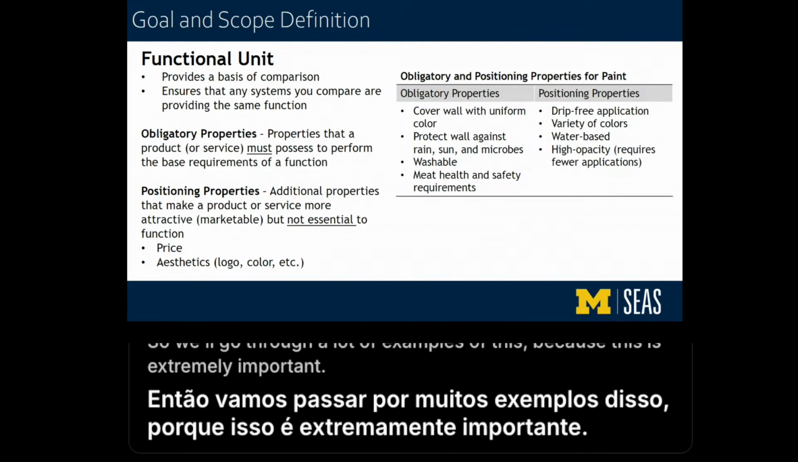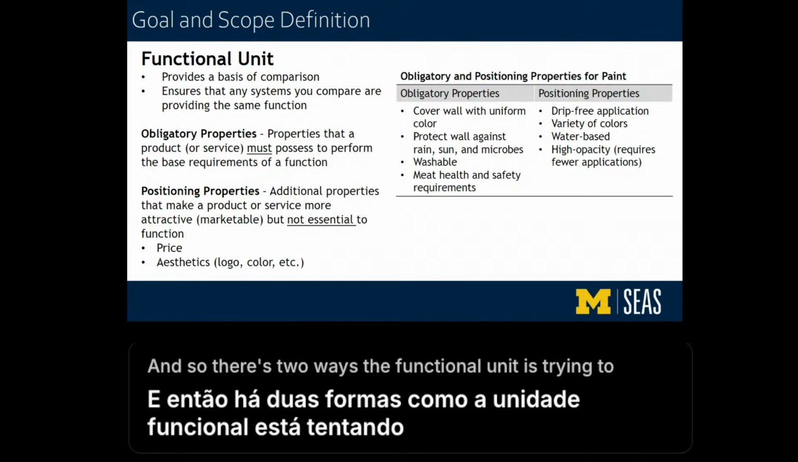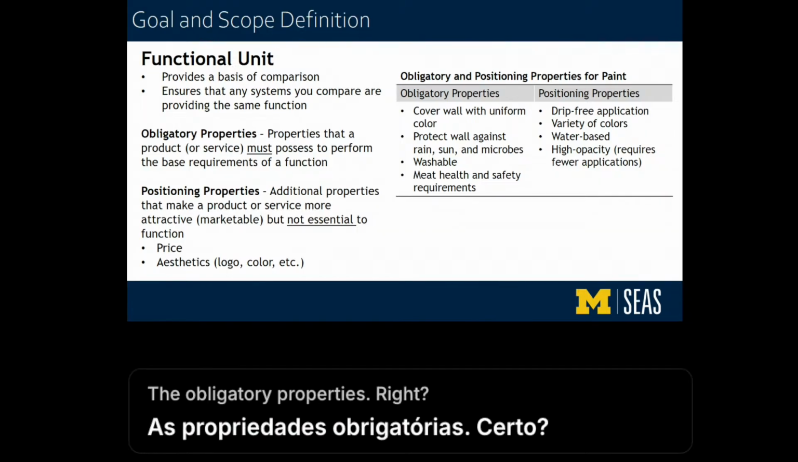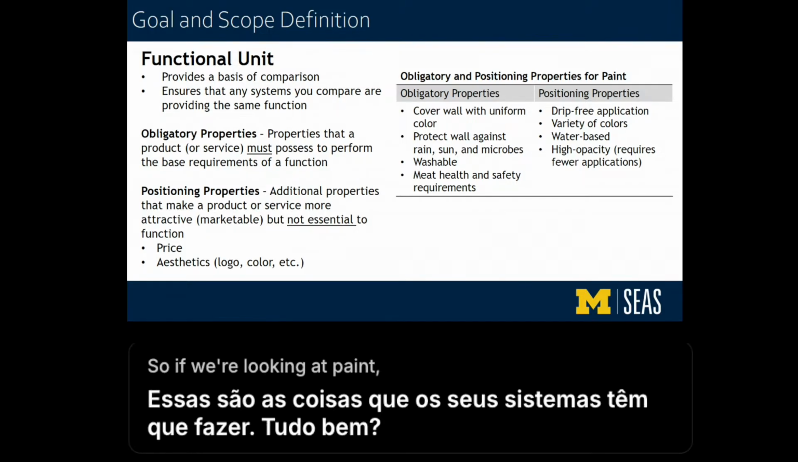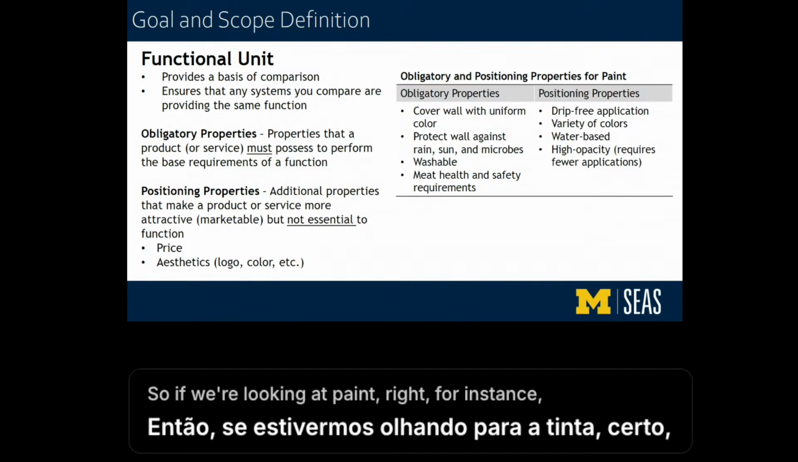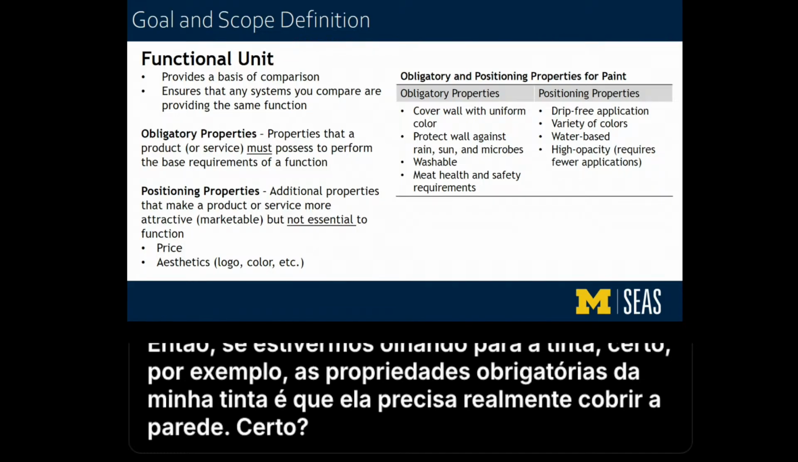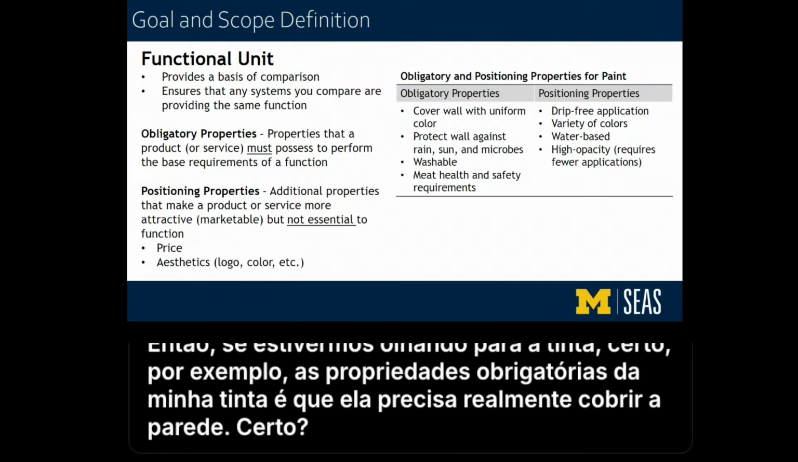And so there's two ways the functional unit is trying to capture a couple things. The obligatory properties, right? These are the things that your systems have to do, all right? So if we're looking at paint, right, for instance, the obligatory properties of my paint is that it has to actually cover the wall, right? A paint that's very environmentally friendly but is see-through is not very useful, right? So it has to cover the wall.